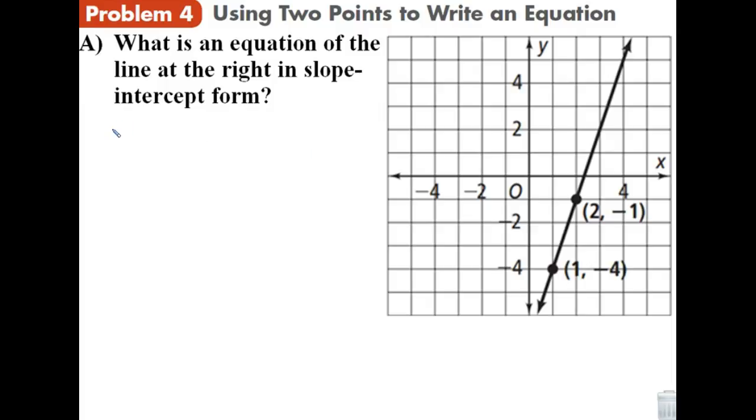We can start off with the slope. Okay, so back to our first problem. We'll go y minus y, so negative 4 minus negative 1, in other words, plus 1, over in the same order, x minus x, so we'll go 1 minus 2. That's going to give us a negative 3 over negative 1, which is equal to just a positive 3.